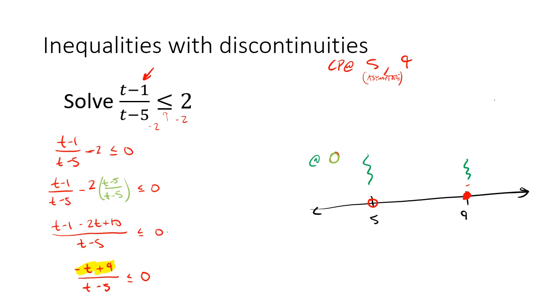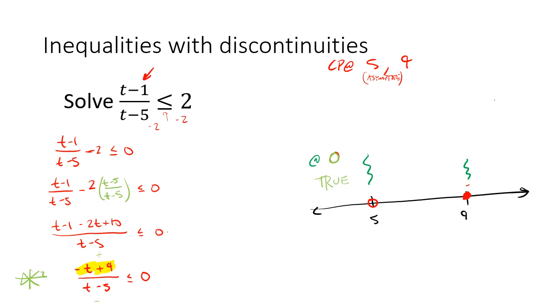Okay, if we plug in 0, and we're plugging it in down here, we'd have a positive divided by a negative, and that would be true, right? Because we have a negative number on the left, which is less than 0. So it'd be true over here. True.